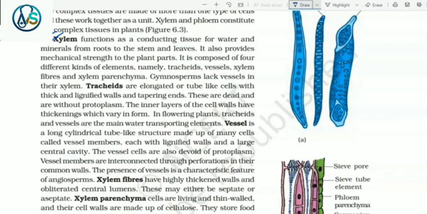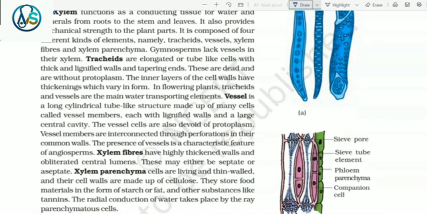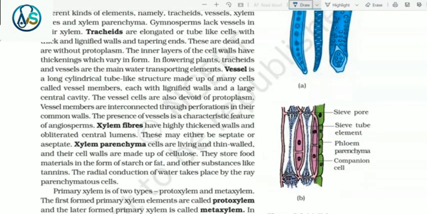It is composed of 4 different kinds of elements, namely tracheids, vessels, xylem fibers and xylem parenchyma. Gymnosperms lack vessels in their xylem. Tracheids are elongated or tube-like cells with thick and lignified walls and tapering ends. These are dead and are without protoplasm. The inner layers of the cell walls have thickenings which vary in form. In flowering plants, tracheids and vessels are the main water transporting elements.